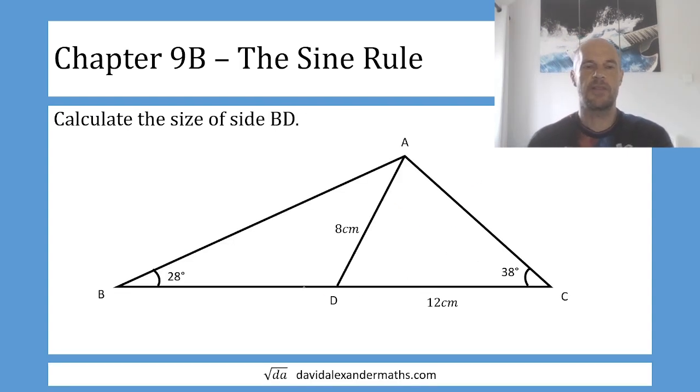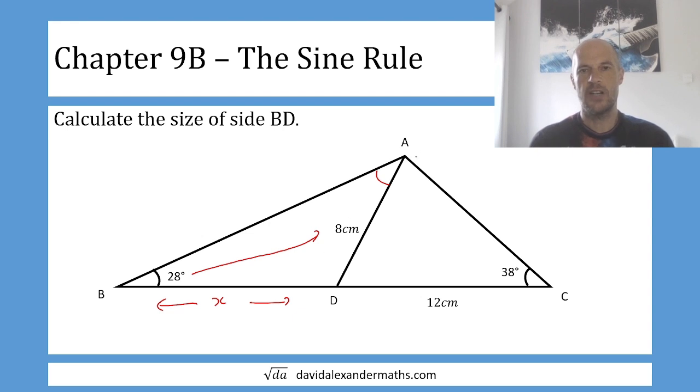Okay, so here's another example. Calculate the size of side BD. So we want this side here. Now, in the triangle ADB, I've got an angle and an opposite side. So I could use the sine rule, but I would need this angle. Now, I don't have this angle. So what can I do? There must be something I can do.